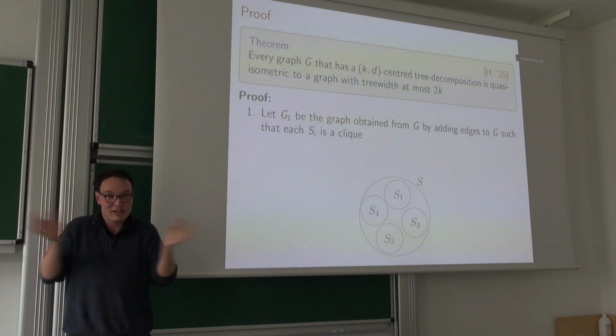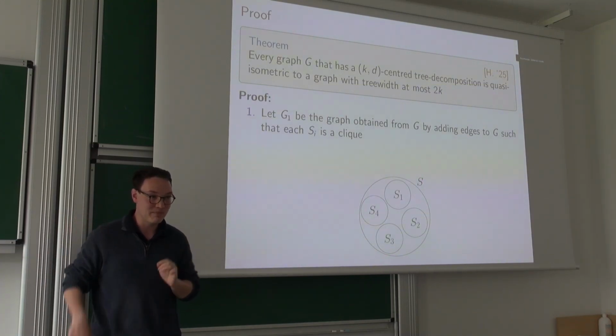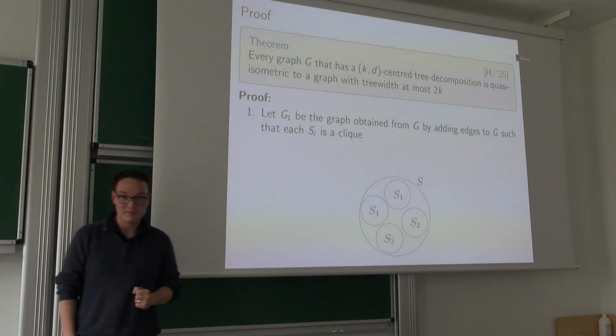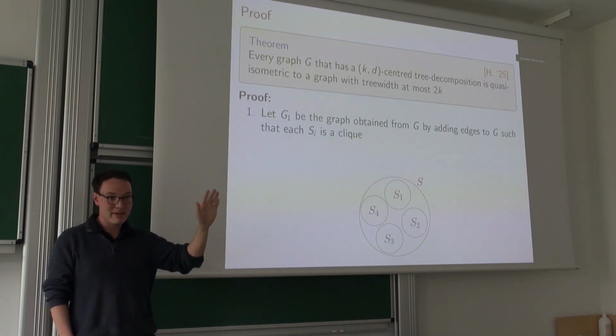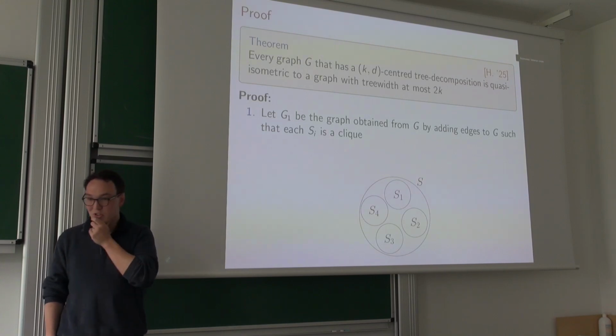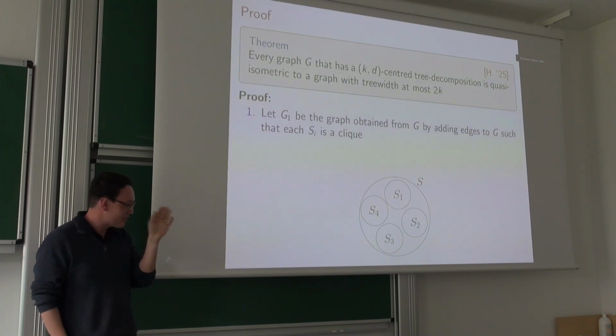It's going to bring things a bit closer together, but only by a multiplicative factor. So we're allowed to do this. Now we can assume that each bag is just a union of k cliques. So what structure does having k cliques give you? A union of at most k cliques.